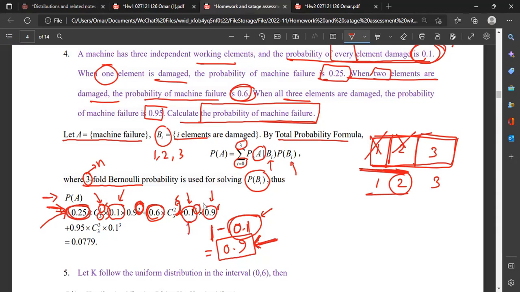That means 0.1 is the probability every element is damaged, and we know that 2 element is damaged. So 0.1 is every element is damaged. Then we know that 2 of them are damaged. So then to the power 2 times, if 2 of them are damaged, then the last element is working. So the probability of machine that is working 0.9 to the power. We know that all elements are working, right? So to the power 1.